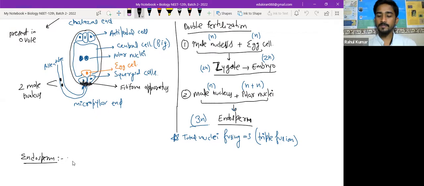Next point, it becomes the part of the seed and contains stored food for the developing plant embryo.